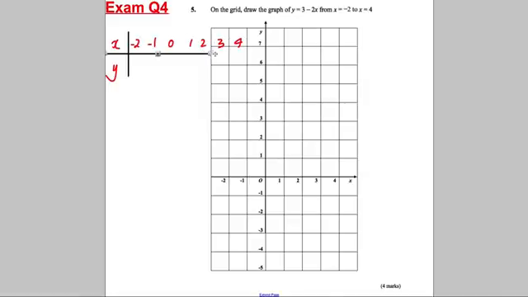Like that, okay? So let's start with the 0. Don't start down here at negative. So 2 times 0 is nothing. 3 take away nothing is 3.